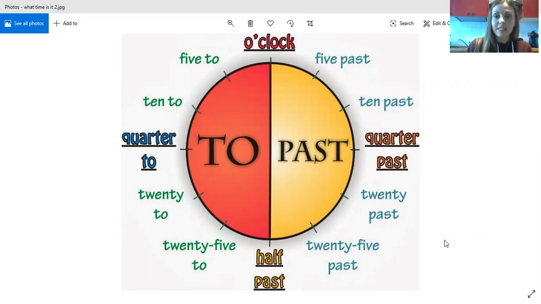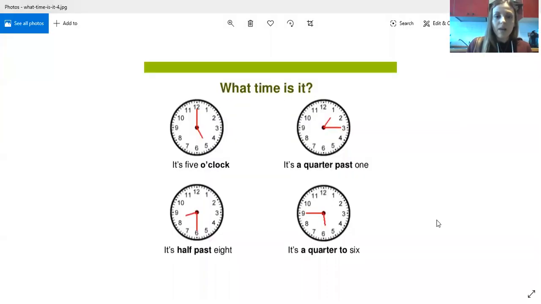Okay, now let's see some pictures with the hour and see if we can learn and say it actually. Let's have a look. I'm going to stop this. Okay, so what time is it?